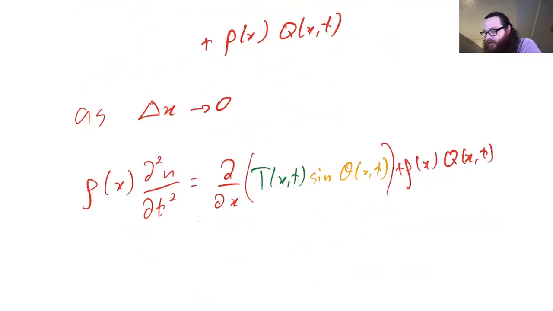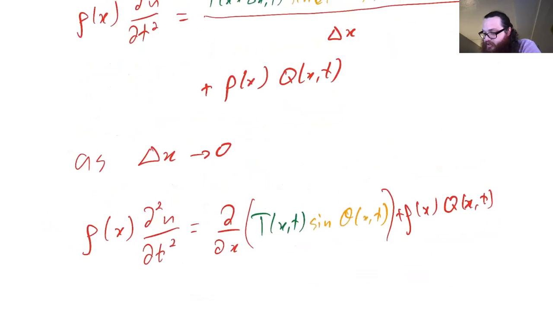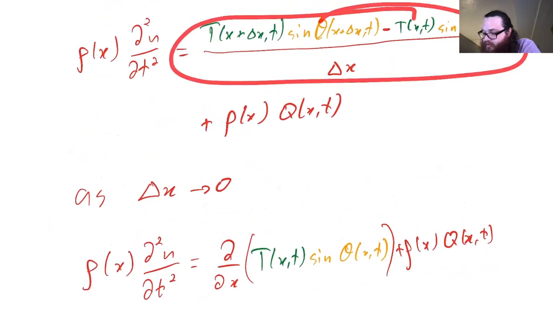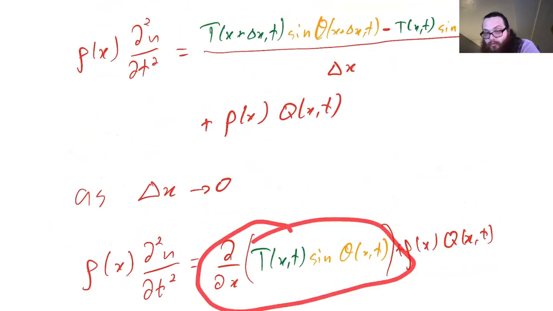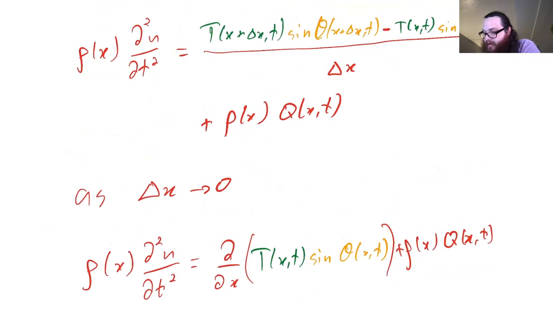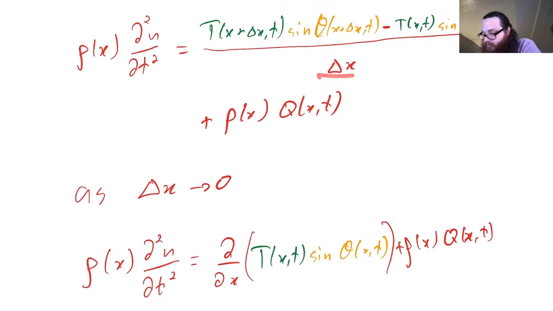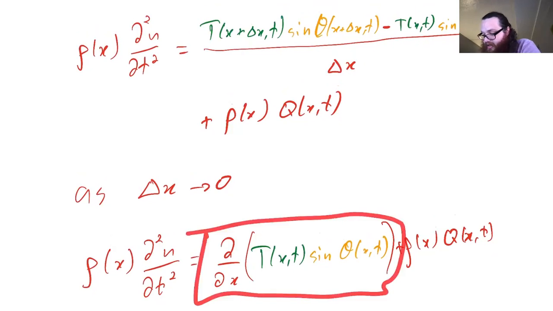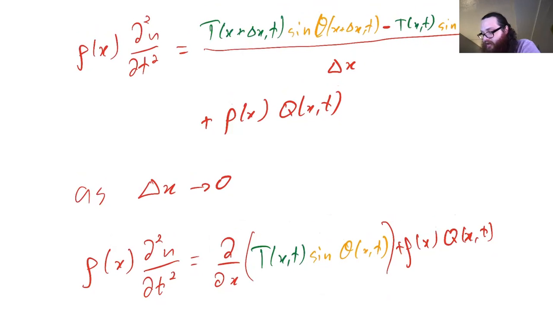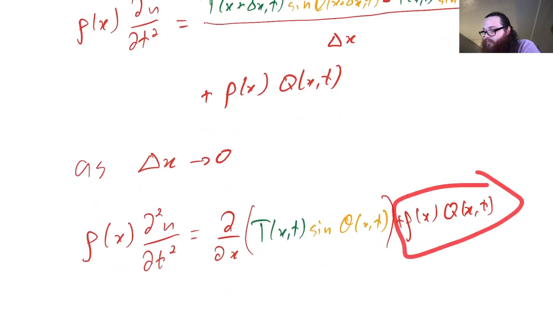We're going to end up with an equation like this. Again, this term remains unchanged, but this whole thing divided by delta x becomes this partial derivative. Keep in mind, tension up here is at x plus delta x. The angle right here is at x plus delta x, minus the tension and angle at x. And so as delta x goes to 0, we end up with d dx of T times sine of theta of x t, plus this other term rho q.